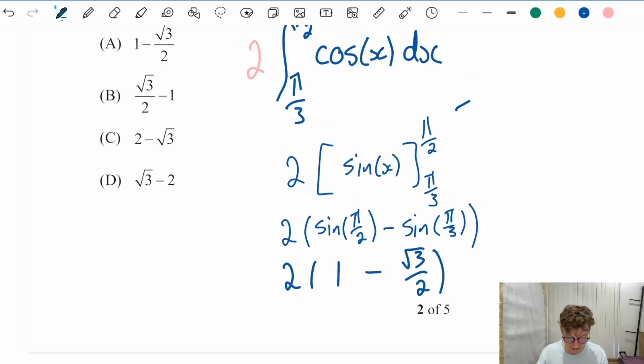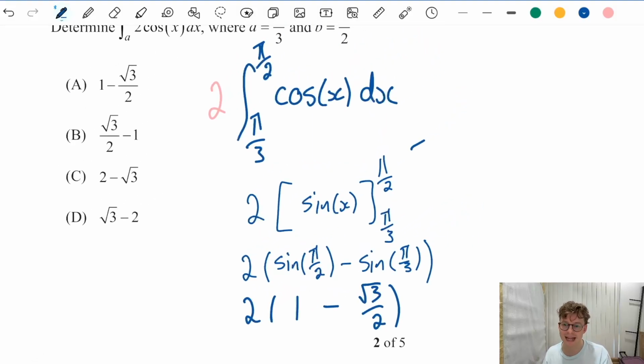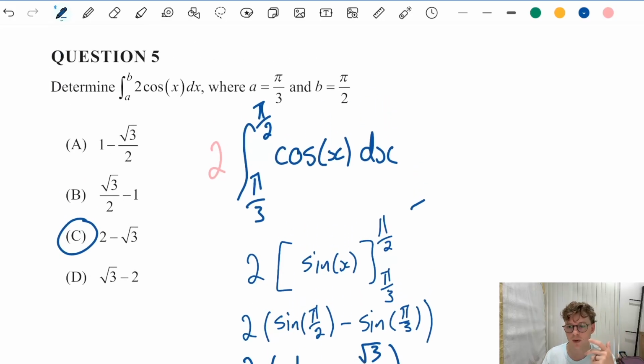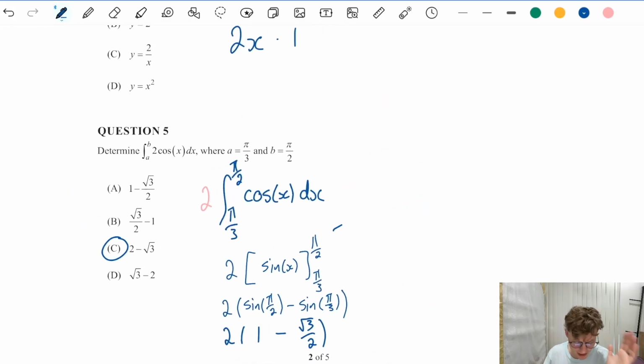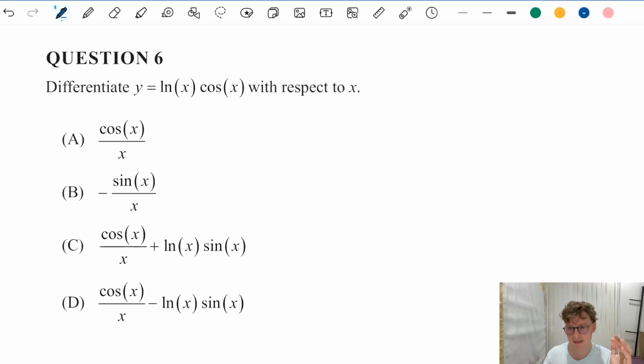If I multiply everything by 2, we should be able to see that my answer is going to be 2 times 1, which gives 2, and 2 times negative root 3 on 2, which is going to give negative root 3. So my answer for question 5 is going to be C. Honestly, the first 5 questions, really nice in my opinion. I think you would be very happy if you did the 2024 methods paper. So far, at least, the multiple choice has been very nice.